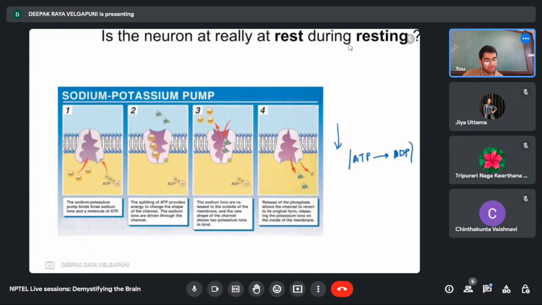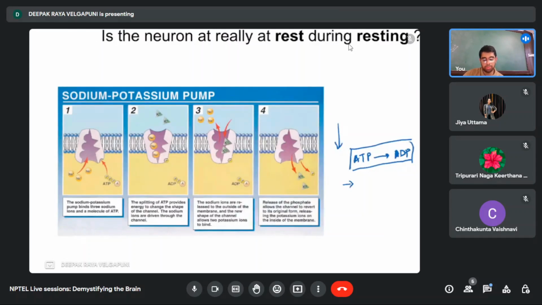Therefore, it's not completely at rest. The neuron is not completely at rest to maintain a membrane potential. It still consumes energy, and therefore it's more appropriate to call it a steady state rather than rest. So there is still energy consumption. It's not exactly at rest. So that is a point I wanted to highlight.